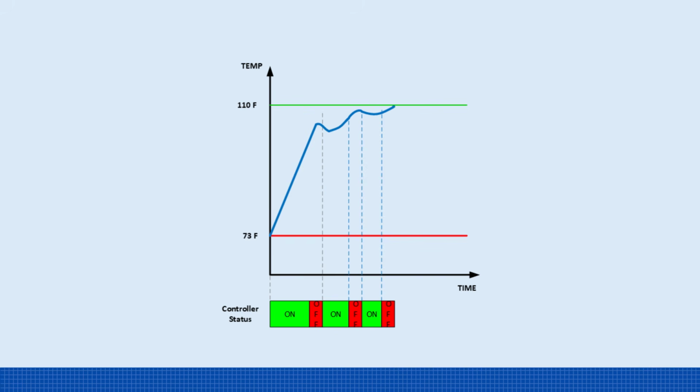Integral looks at the error over time. If the process keeps going above and below the set point, the integral action slowly adjusts the controller output to reduce that repeated error. In other words, it keeps track of how long the system has been off target and makes gradual corrections to push the process closer to the set point. This helps reduce the continuous overshoot and undershoot, allowing the system to settle closer to the desired value.